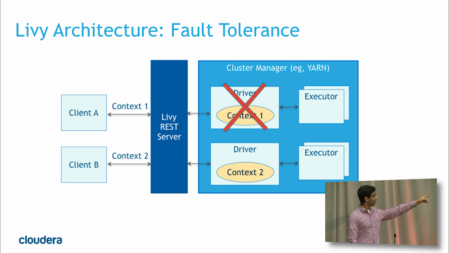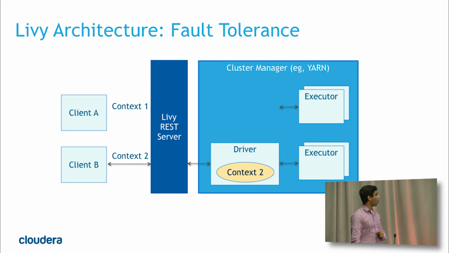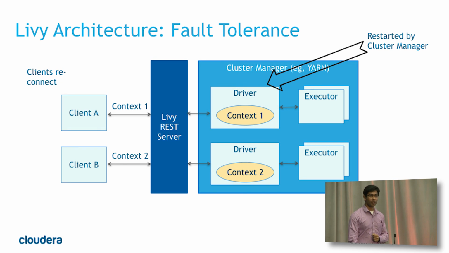So let's just say the Spark context marked by the X happens to go down. This is cluster compute, machines fail, processes crash. A Spark context will go down. So let's just say that one goes down. Now, let's take the example of Yarn. Because it was running on a Yarn cluster, Yarn will restart that driver, the Spark driver, restart that context. And the client can simply reconnect to that context.